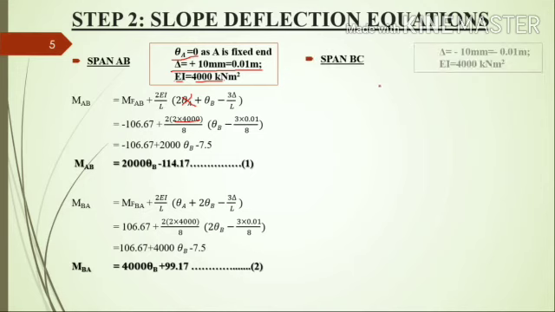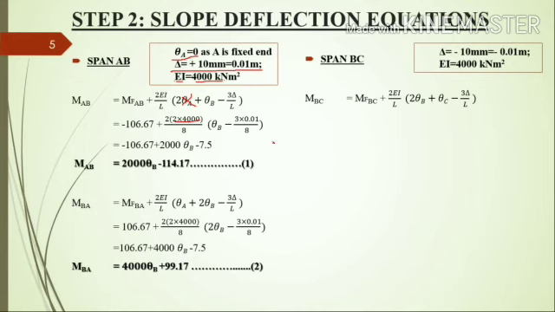Next, consider span BC. For span BC, we have the slope deflection equation: MBC is equal to M of BC plus 2 EI by L into 2 theta B plus theta C minus 3 delta by L. Here we know the value of M of BC. Then EI for span BC is EI. Then the value of delta.